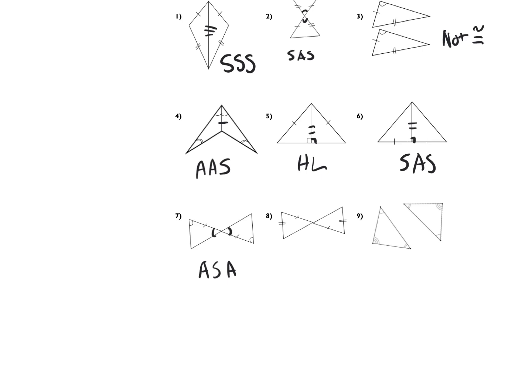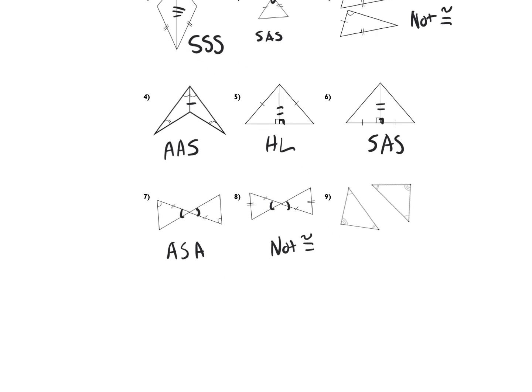All right. For number 8, I have a side with one tick mark, a side with two tick marks, and vertical angles here in the middle. However, these are not congruent because the angle is not included between the sides. So this would be not congruent.